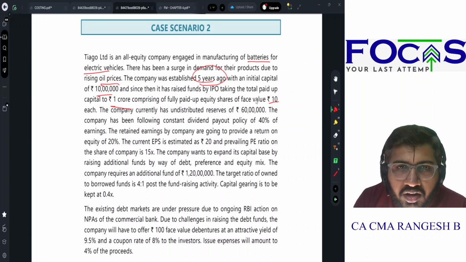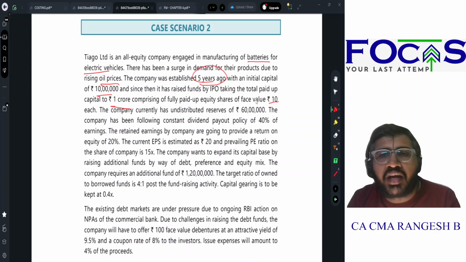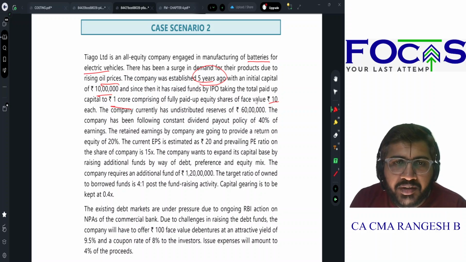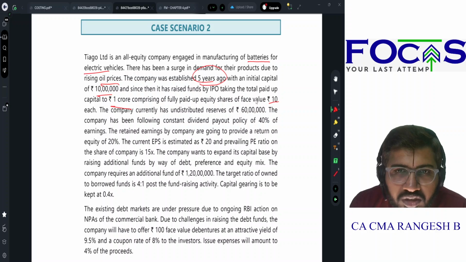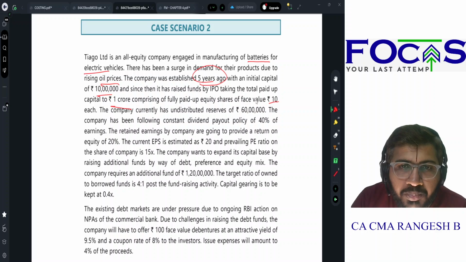Retained earnings by the company are going to provide a return on equity of 20%. The current EPS is 20 and PE ratio is 15. The company wants to expand its capital base by raising additional funds by way of debt, preference and equity mix. The company requires an additional fund of 1 crore 20 lakhs. The target ratio of owned to borrowed funds is 4:1 post the fundraising activity. Capital gearing is going to be fixed at 0.4.